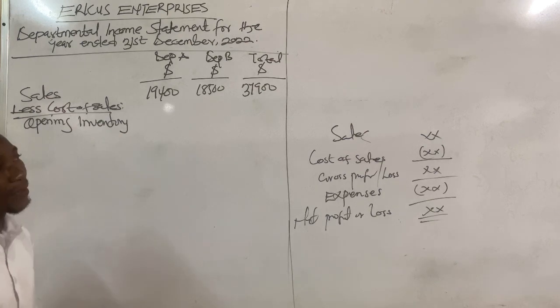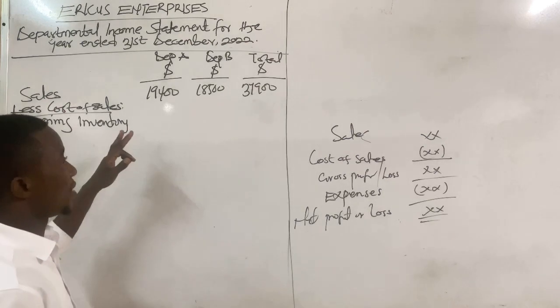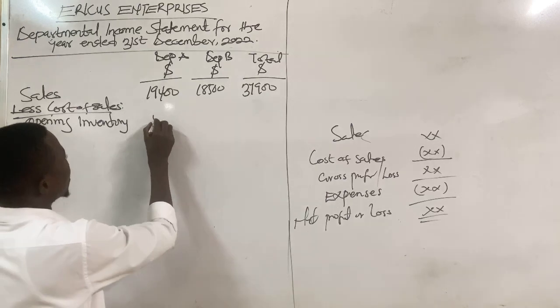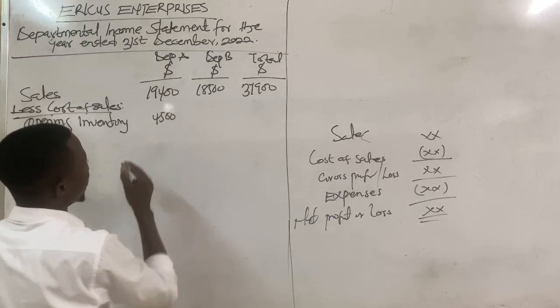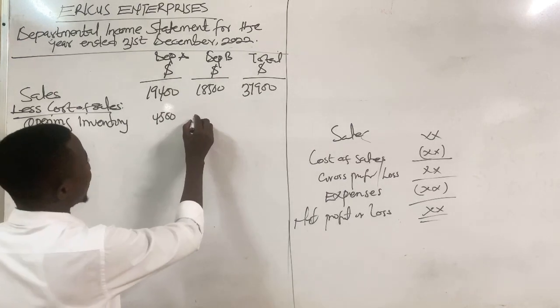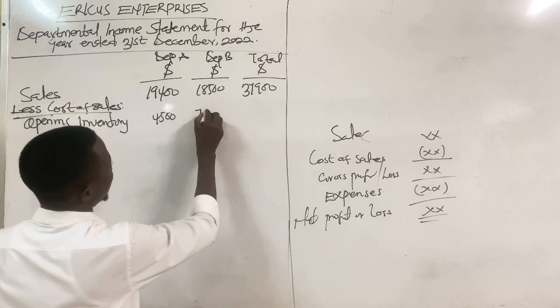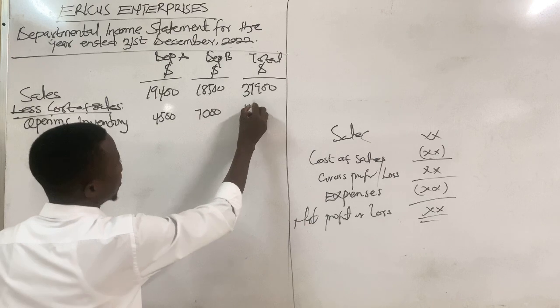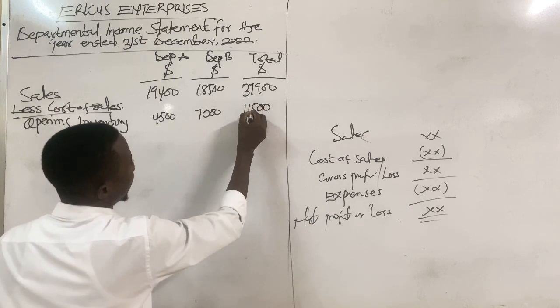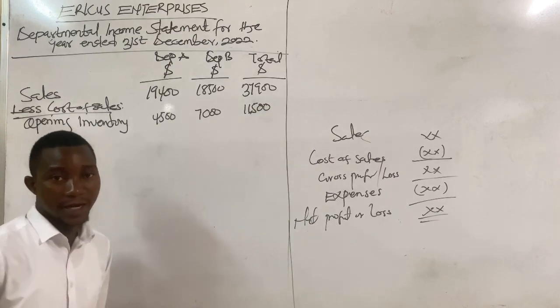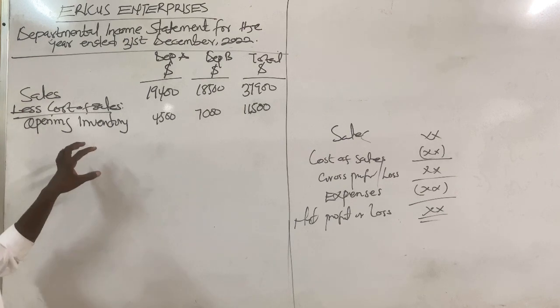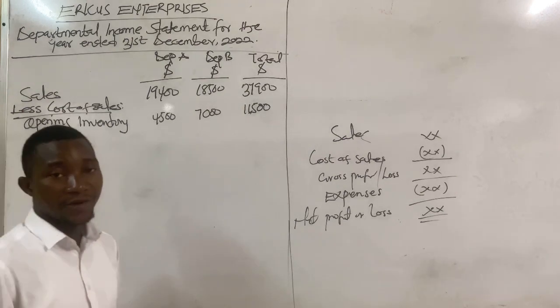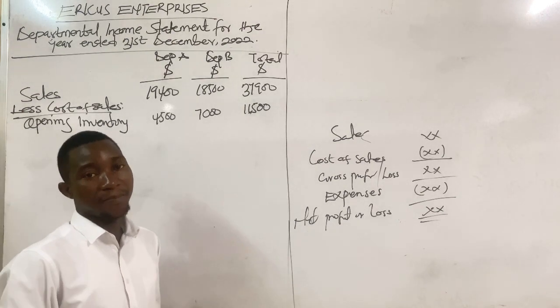Okay, so the opening inventory for Department A is an amount of 4,500 from the question, and 7,000 for Department B. Okay, making a total of $11,500. Is that clear? So after considering our opening inventory, then we have to add our purchases.